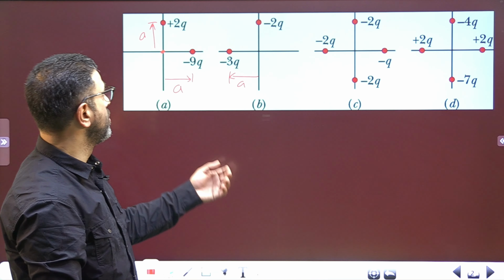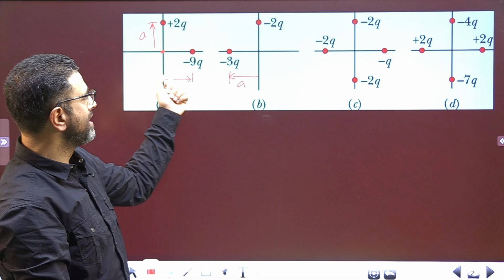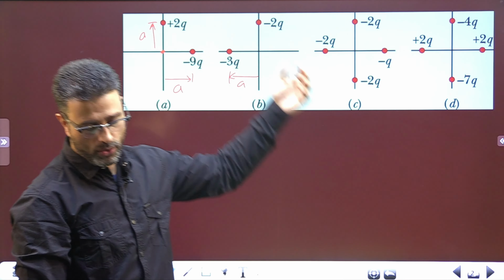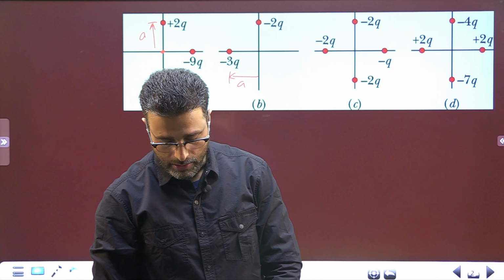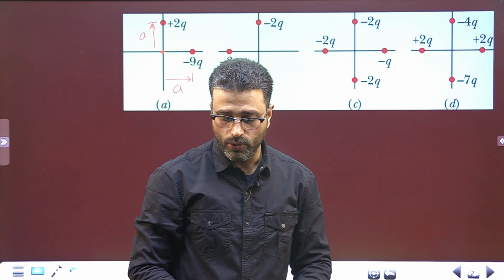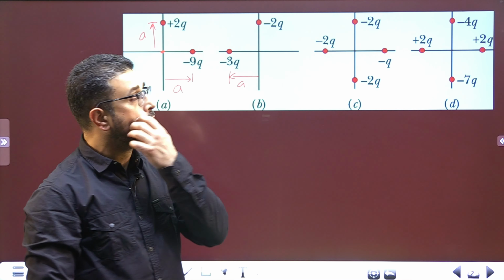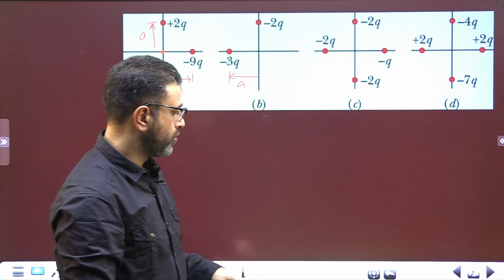And charge values and signs are given: plus 2q, minus 9q, minus 3q, minus 2q, and so on. Then we have to rank the situations according to the potential at the origin, most positive first.